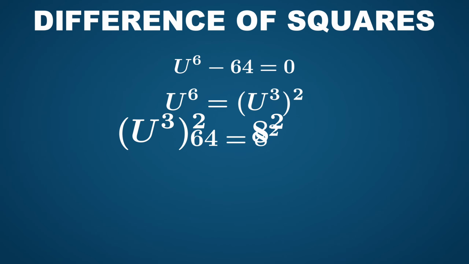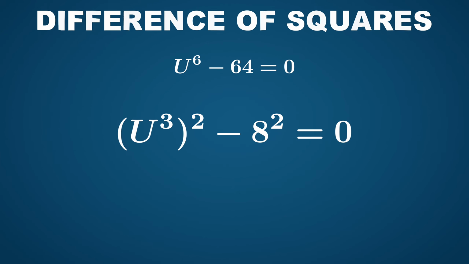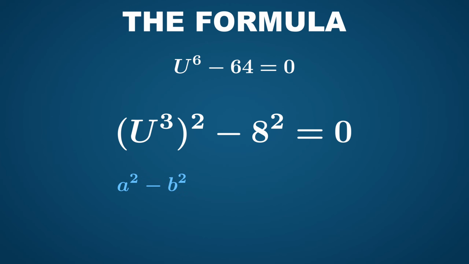We substitute these squared terms back into our main equation. We have u cubed squared minus 8 squared equals 0. This perfectly matches the standard difference of squares algebra formula. The formula says the first squared minus the second squared can be split. It factors into the first minus the second multiplied by their total sum. In our specific case, the first part is u to the third power. The second part in our formula is simply the integer 8.